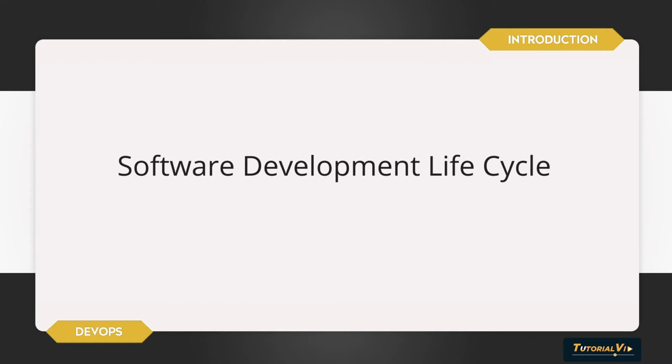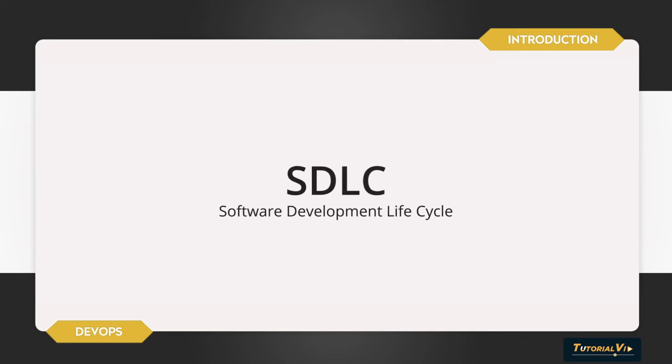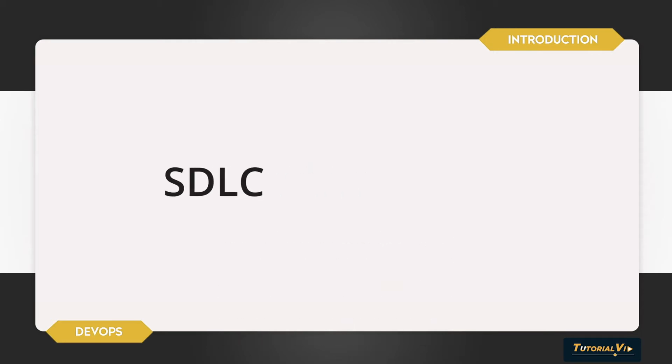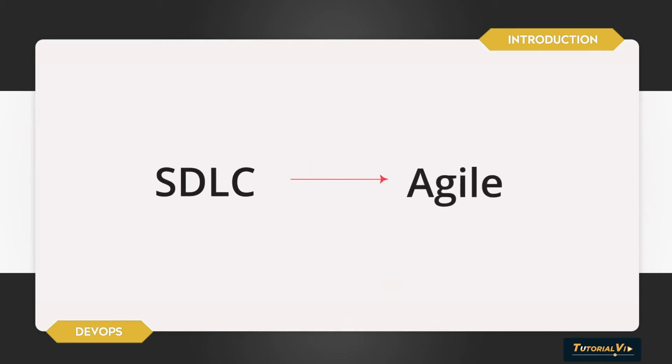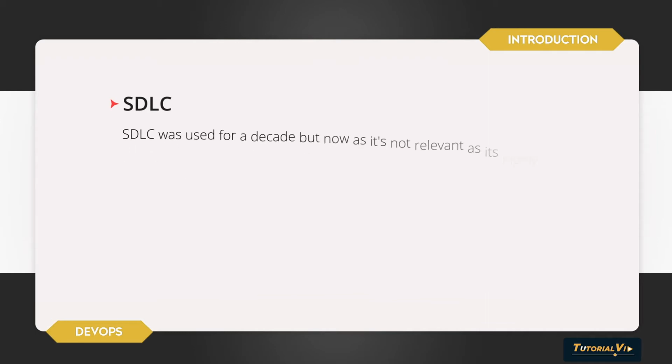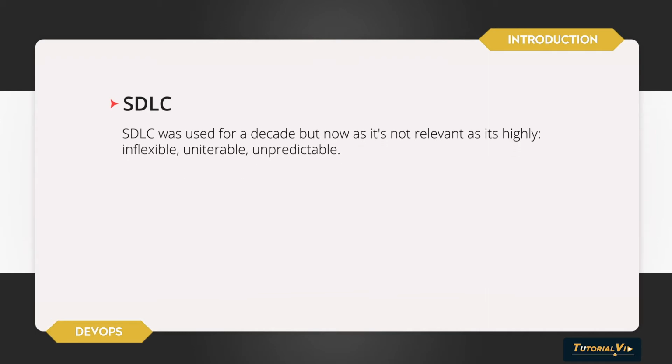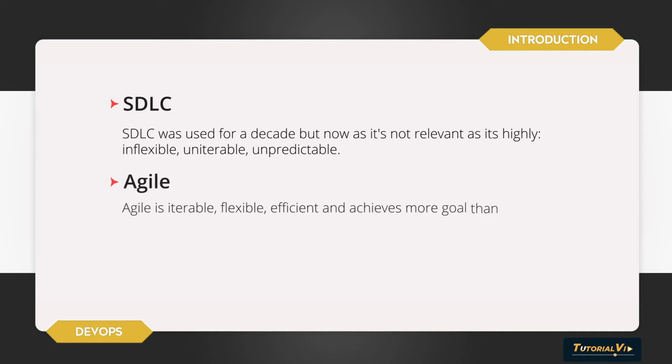Around 10 years back, software development used to happen by implementing a software development lifecycle model called the SDLC waterfall model. The SDLC waterfall model was effective and was used for a decade, but it's not relevant in today's world as we have evolved from SDLC waterfall to agile development due to its highly inflexible, non-iterable, and unpredictable qualities. Whereas the agile development model is extremely flexible and reiterable, which achieves more goals compared to SDLC waterfall and is more efficient and productive.